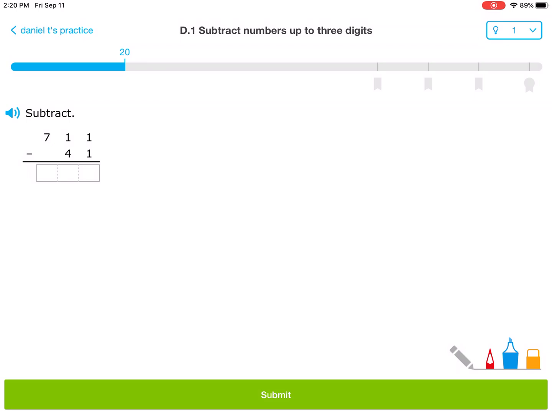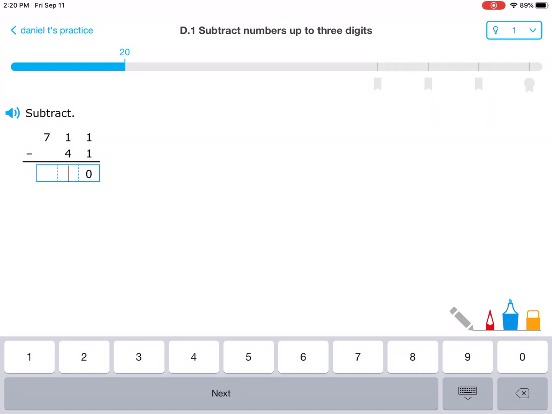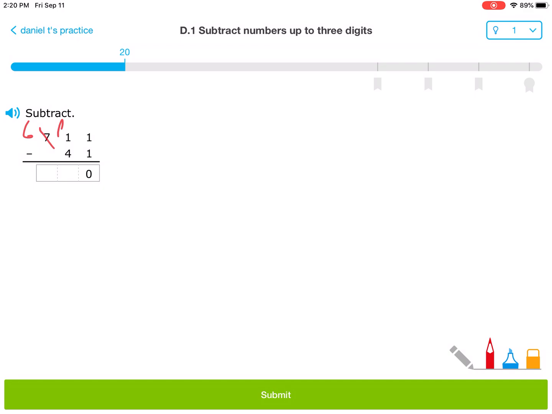Let's do another problem. I've got 711. The first step is I do 1 minus 1, and I know that's 0. And the next step is I have 1 minus 4, and I cannot do that. Because look, if I have one thing, and I try to take away 4, now there's nothing left. I can't do 1 minus 4. So what I'm going to do is I'm going to borrow. I'm going to turn that into a 6, and I'm going to make that 11.